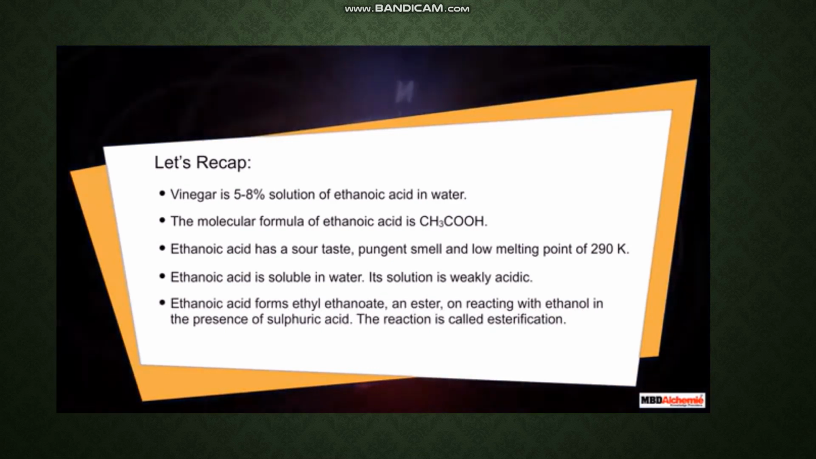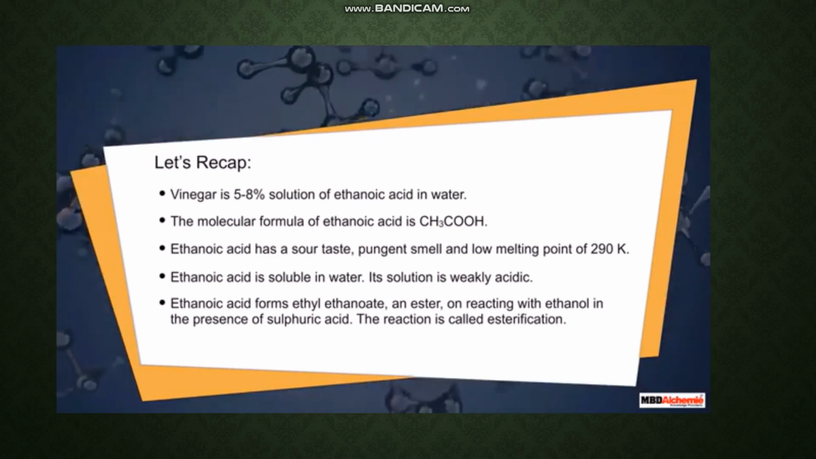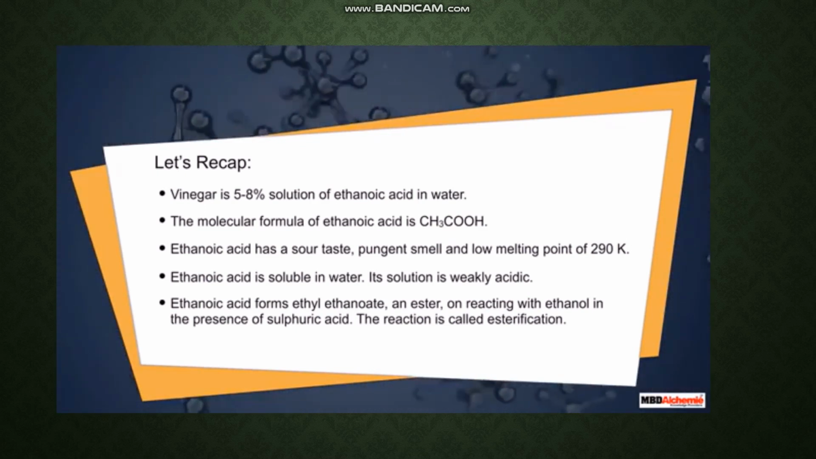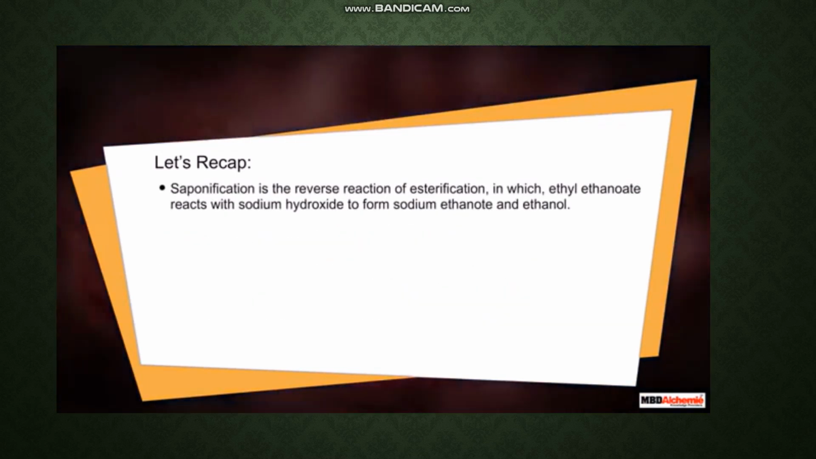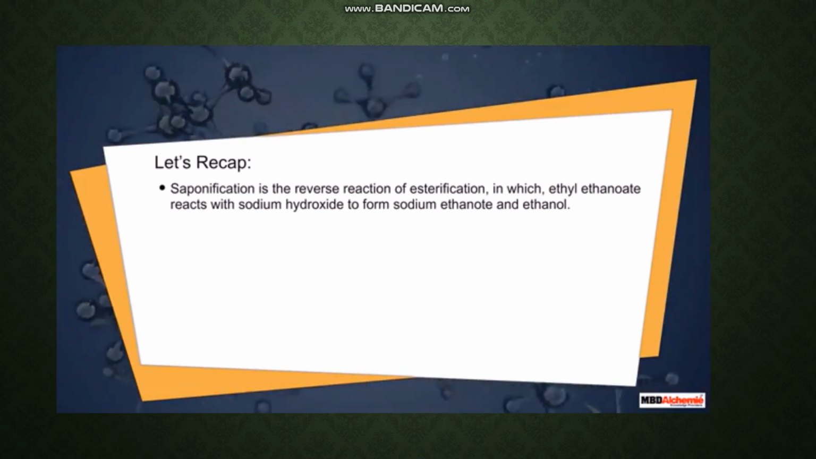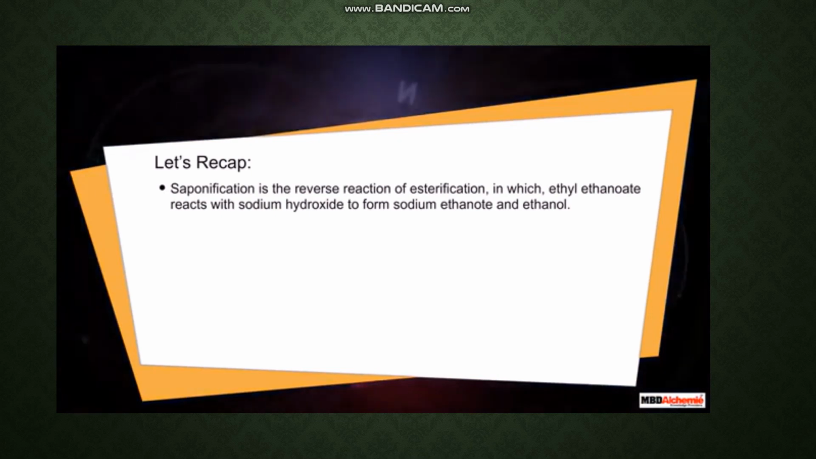Ethanoic acid forms ethyl ethanoate, an ester, on reacting with ethanol in the presence of sulfuric acid. The reaction is called esterification. Saponification is the reverse reaction of esterification, in which ethyl ethanoate reacts with sodium hydroxide to form sodium ethanoate and ethanol.